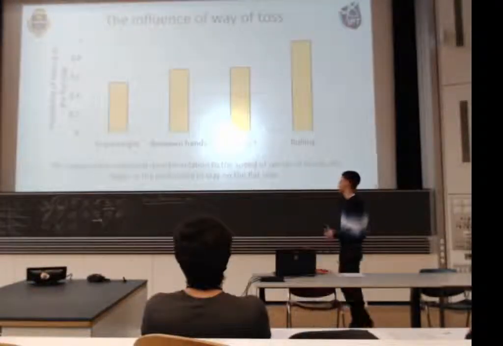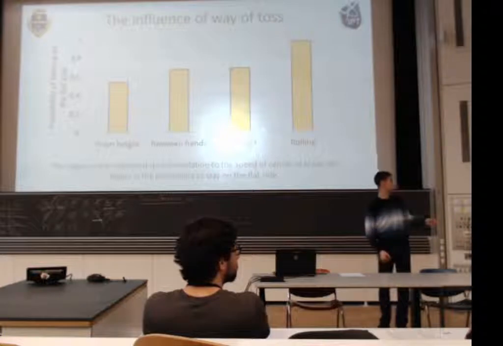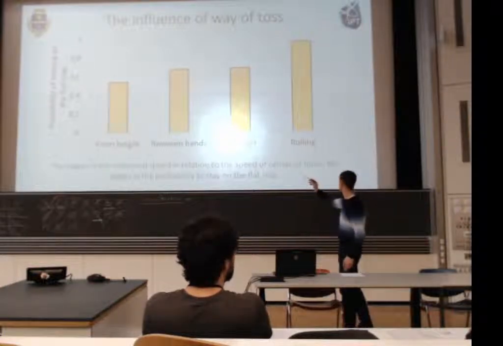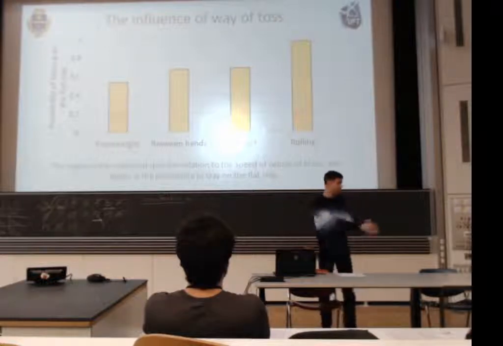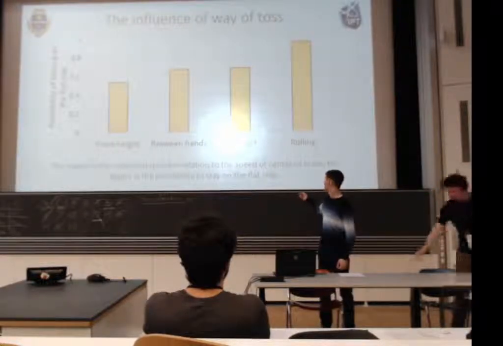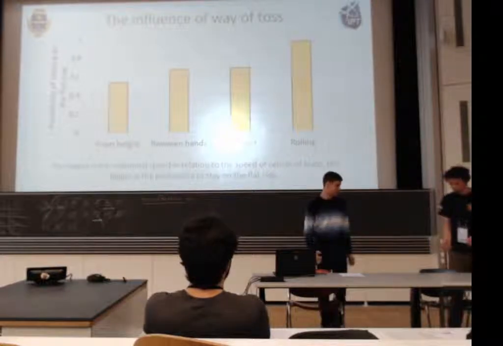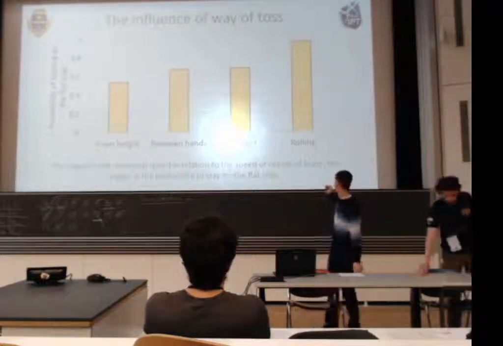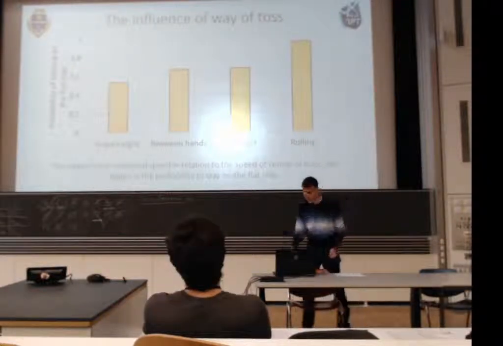And now we came to the final part, the influence of the ways to toss. So you see the dependence. You see the different ways to throw our yardstick. Firstly, it will be from height, then between hands, then with a finger, and finally rolling. So we see the dependence and we determine that rolling is optimal for falling on the flat side.